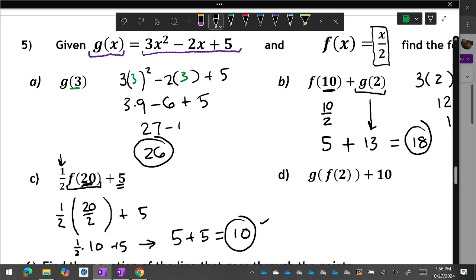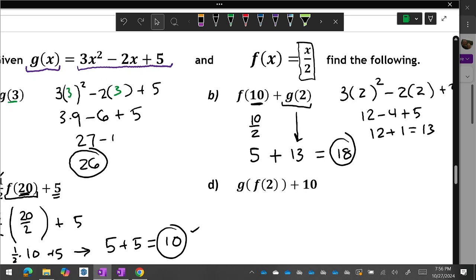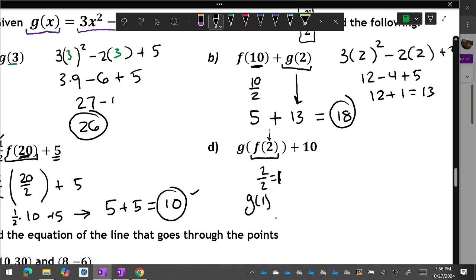All right, and the last question there says you're going to feed something to g of x. What's going to go to g is whatever you get when you feed 2 into f of x. So I'm going to feed the number 2 into f of x, and that's going to be 2 divided by 2 equals 1. So f of 2 is 1. This is going to become g of 1. So we're going to ship off the number 1 to the function g and evaluate it. Remember, g is just 3 times the input squared minus 2 times the input plus 5 more. The input is 1. So I just get 3 minus 2 plus 5. 3 minus 2 is 1, plus 5 is 6.